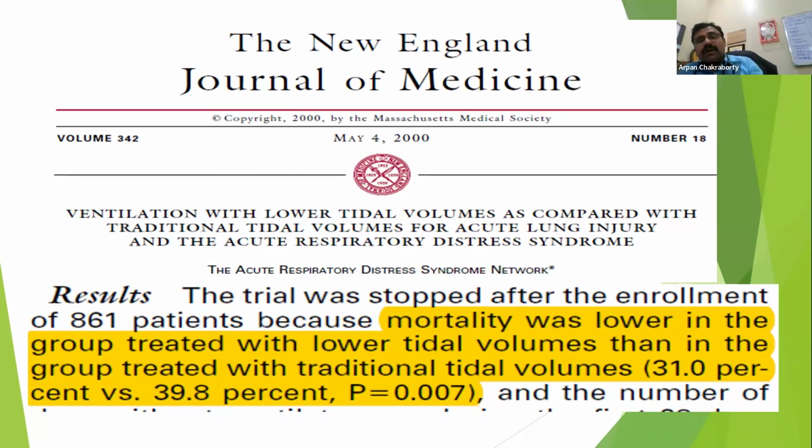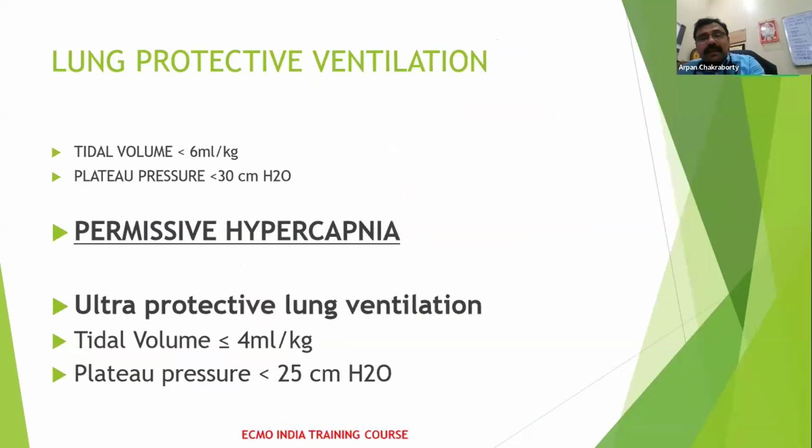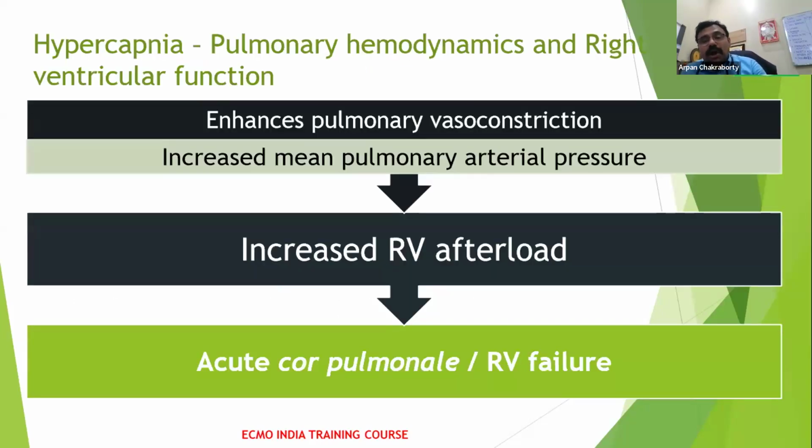Now, in 2000, in the New England Journal of Medicine, the ARDSNet trial showed that lower tidal volume is very much essential in ARDS. With that, the use of ECCO2R in permissive hypercapnia has been established. In lung protective ventilation, when we are using a tidal volume of less than 6 ml per kg, permissive hypercapnia starts. So whenever you are using ultra protective lung ventilation to keep a plateau pressure less than 25, hypercapnia further increases. And the result of hypercapnia is a lot of pulmonary vasoconstriction, increased RV dysfunction and RV failure.